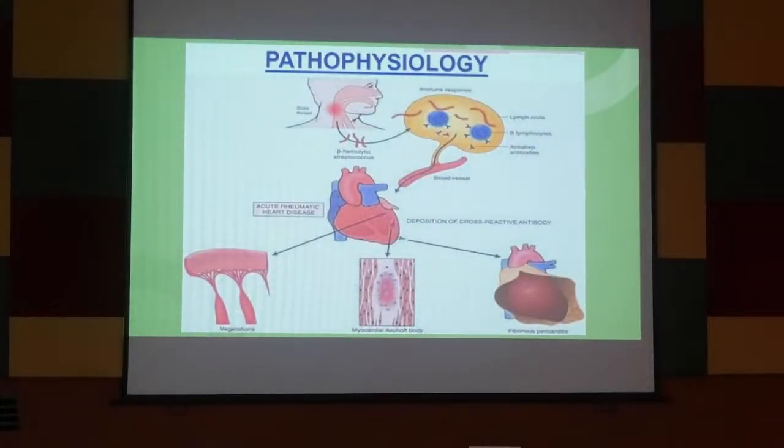Okay. So what is the pathophysiology? Immunological reaction, type 2, antigen-antibody reaction, immune response by B lymphocytes, anti-streptococcal antibodies, and finally these antibodies can cross-react with the tissues of subcutaneous tissue, tissues of your heart, the entire connective tissue, and your brain.